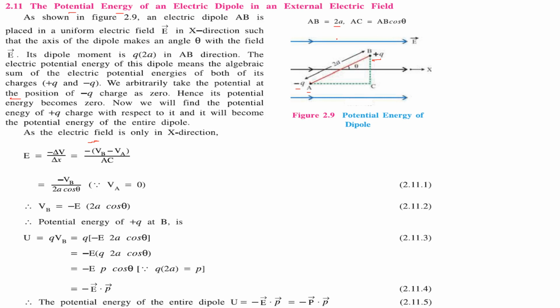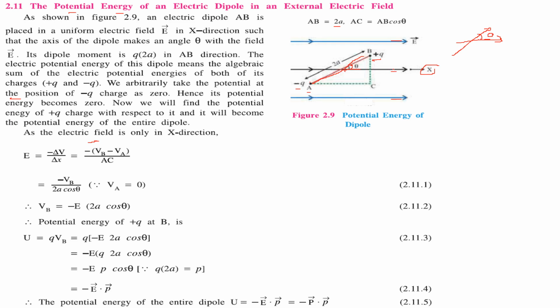Now this electric dipole is placed in a uniform electric field. You can see that these lines are equidistant. So this shows that this is having a uniform electric field E, and the direction is X. That means the axis of the dipole makes some angle. Say let's make some theta. This theta angle, this one. This is the dipole. This is the electric field. This is the theta angle they are making.